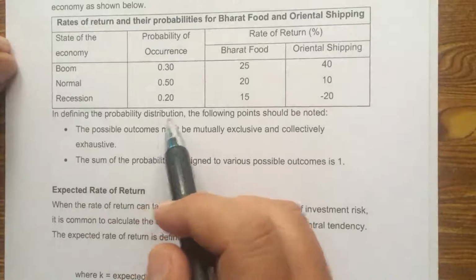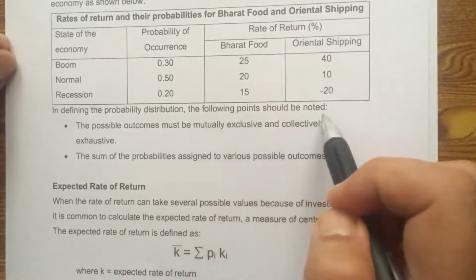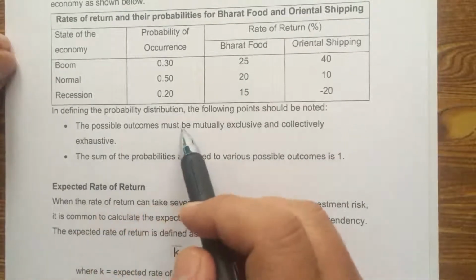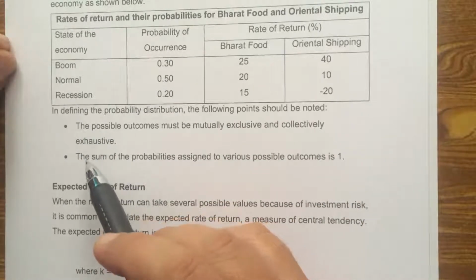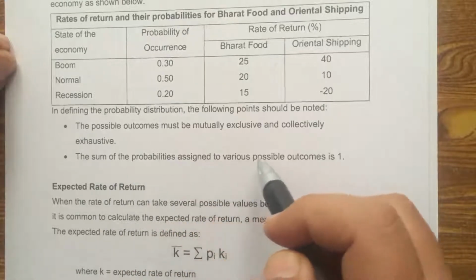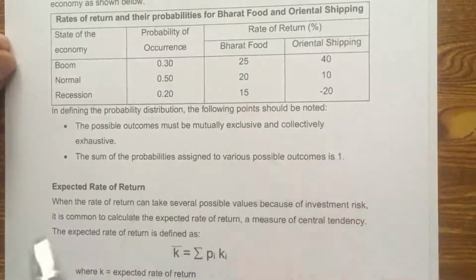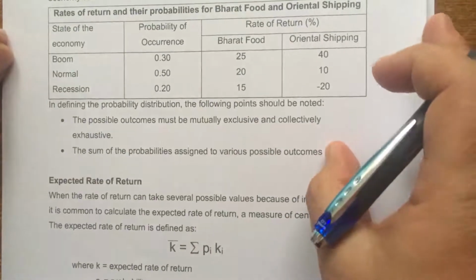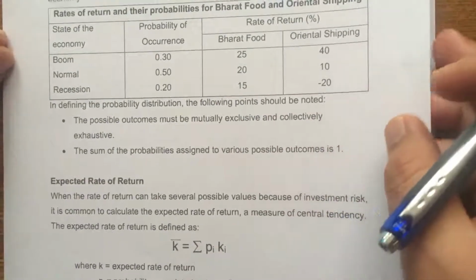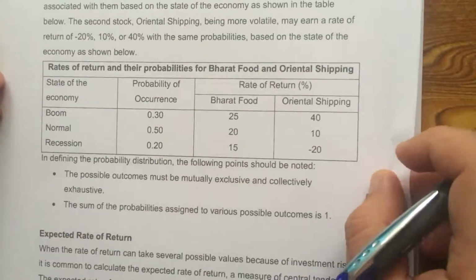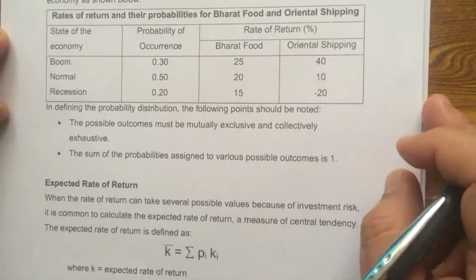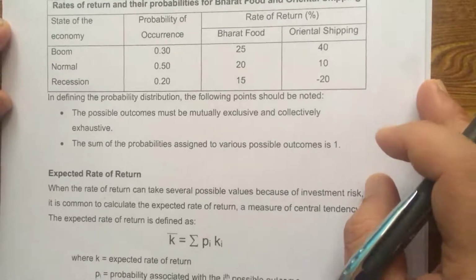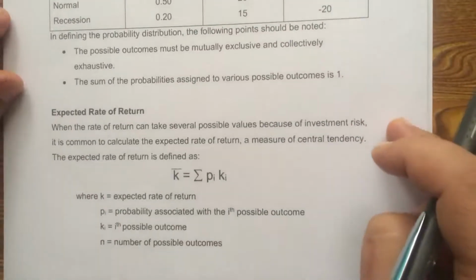In defining the probability distribution, the following points should be noted. The possible outcomes must be mutually exclusive and collectively exhaustive. The sum of the probabilities assigned to various possible outcomes is 1. See, I told you that the sum of the probabilities assigned should be equal to 1. So we have seen what is return so far. We've seen what is probability. And now let's look at another very important concept, which is expected rate of return.